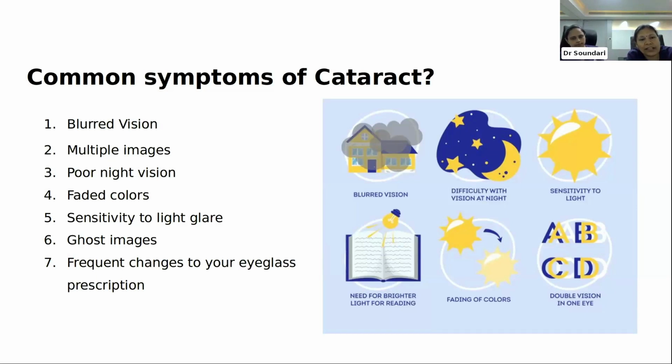Then colors will look a little faded. Instead of blue, they will say green. Some kind of color change can be there because of the cataract. Sensitivity to light, as I told you, glare is going to be much more pronounced whenever you have a cataract. And there can be ghost images, like when you're seeing a letter M, an M adjacent to it can be seen. Frequent changes to your eyeglasses also happen whenever you're developing a cataract.